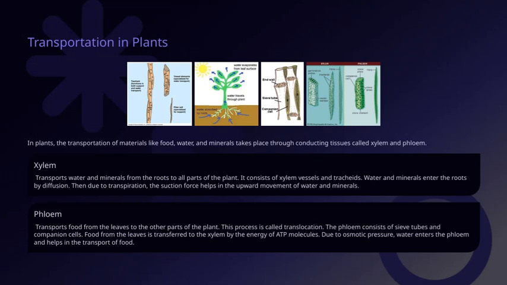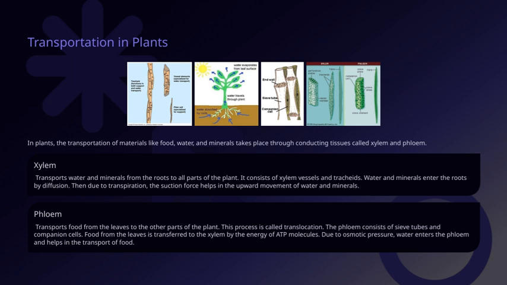Now, let's talk about how plants transport food and other essential substances throughout their structure. First, we have the process called translocation, which is responsible for moving food from the leaves to the other parts of the plant. The key players here are the phloem, which is made up of sieve tubes and companion cells. Food produced in the leaves during photosynthesis is transferred to the rest of the plant through the phloem, and this process requires energy, specifically ATP molecules, to actively move the food.